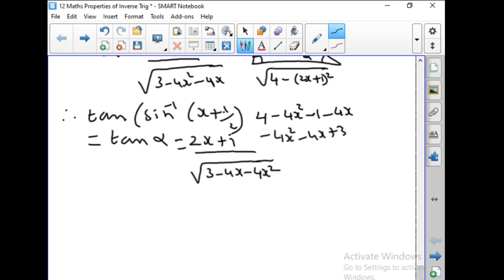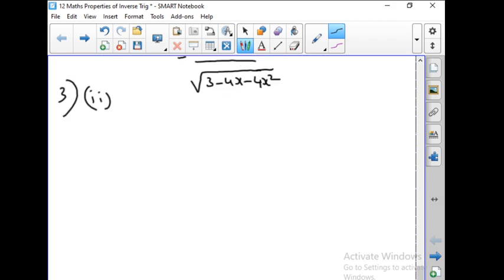Now we'll go to question number 3. In the third question also, the first subdivision is very simple. You can take it for homework. So we will do the second subdivision. Third question, second subdivision.